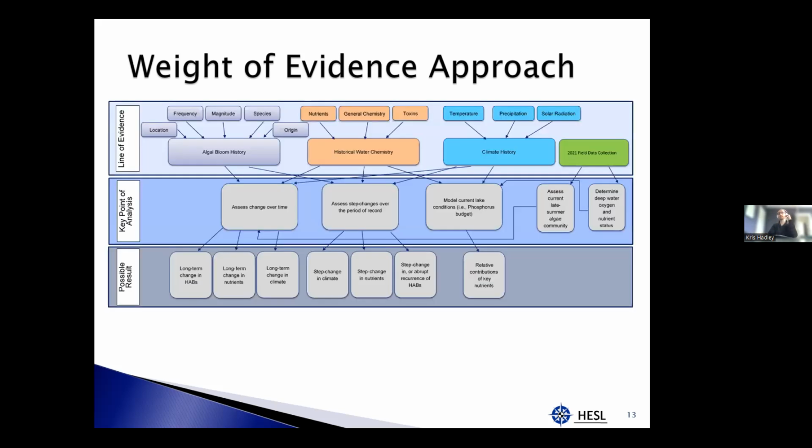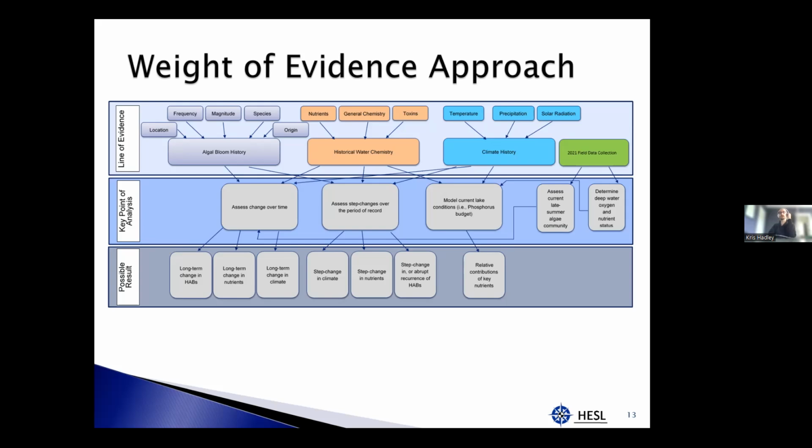And so what that looks like pictorially is something like this. At the top, you have the lines of evidence that we considered, as many as we could, depending on the available data. So our field collection in 2021, the climate data that was available from the MECP or from other sources, historical water chemistry from all of the various sources, and then algal bloom history, which is a tricky one and had to be reconstructed from photos and emails and MECP records and that kind of thing.